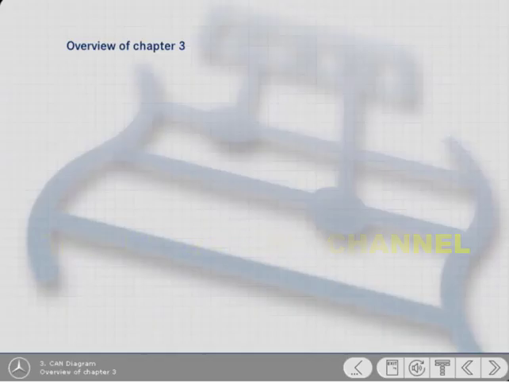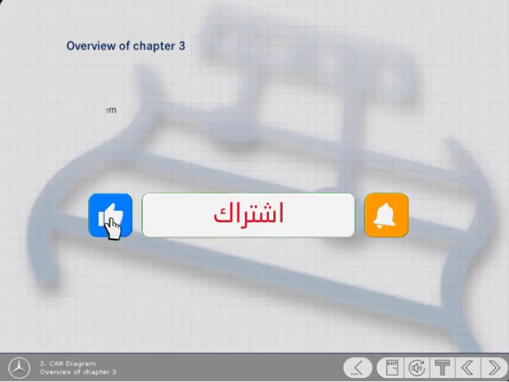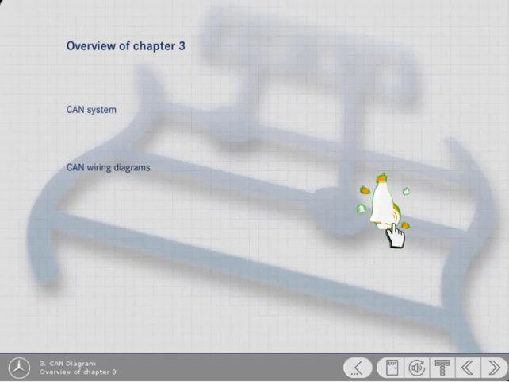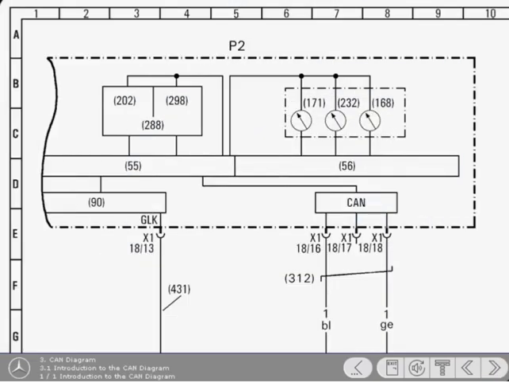This chapter briefly describes the CAN system and looks at the CAN wiring diagram. In addition, the chapter also looks at twisted cables and the symbols which represent them and the star point location. Now you're going to look at another symbol within the instrument cluster, that of the CAN controller.